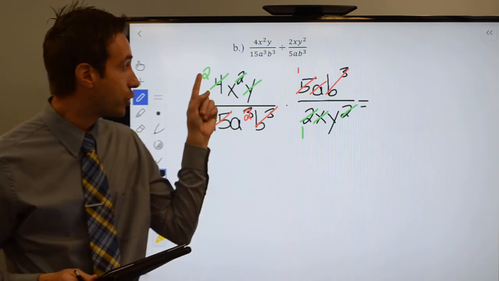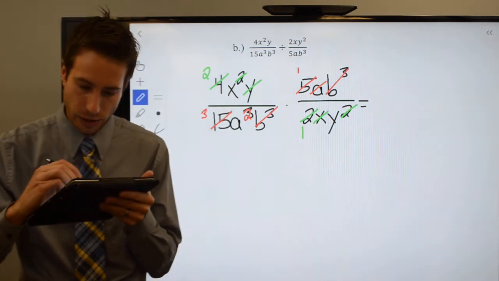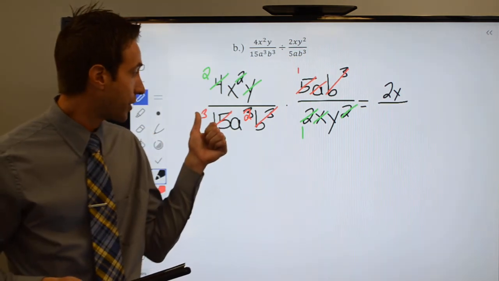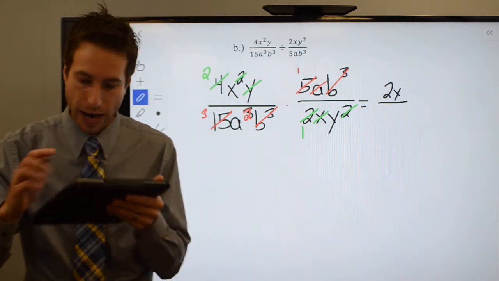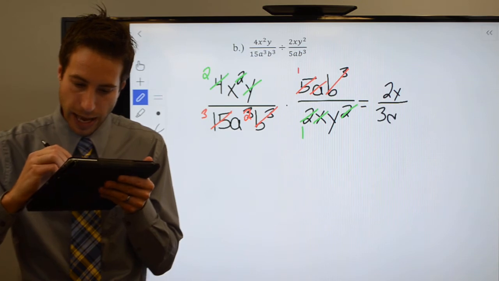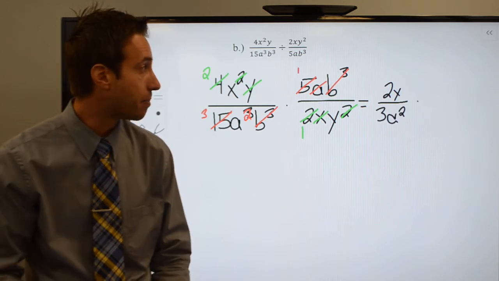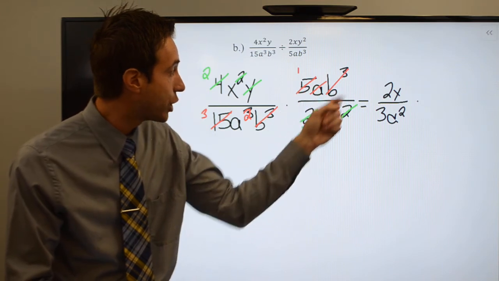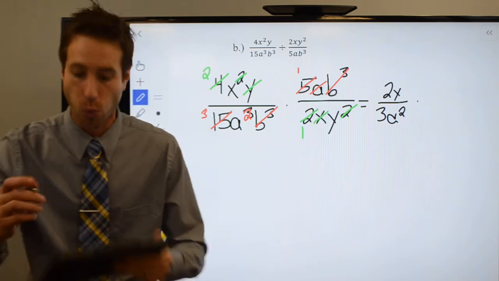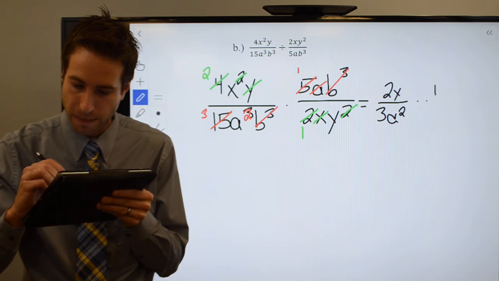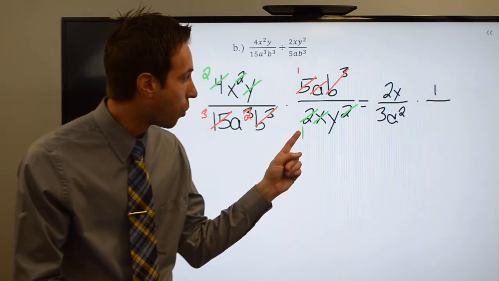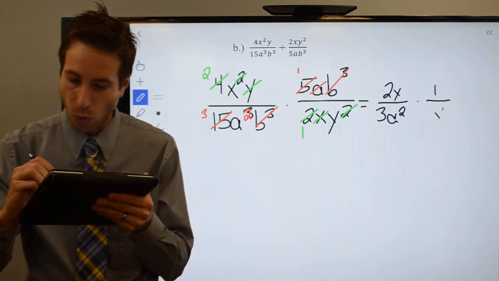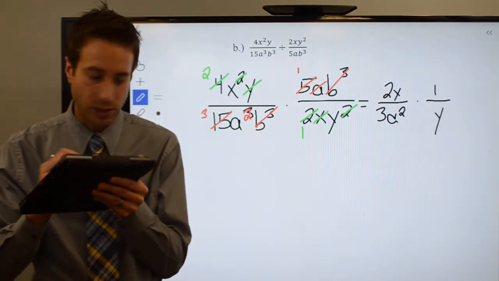I'm left with a 2 and an x, so 2x over. I'm left with a 3 and an a squared. 3a squared multiplied by, well, 1, the a went away, the b cubed went away, so it's just going to be a 1 left over up there in the top. And then in the bottom, 1, everything else canceled except for that y, so that leaves me with a y. And we go ahead and multiply those guys together.